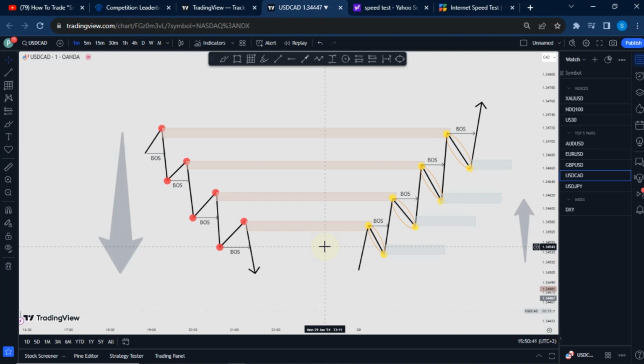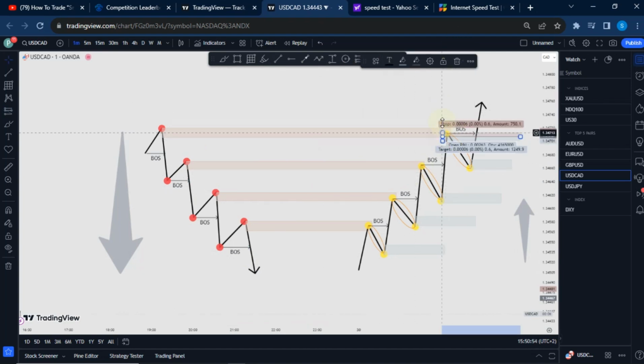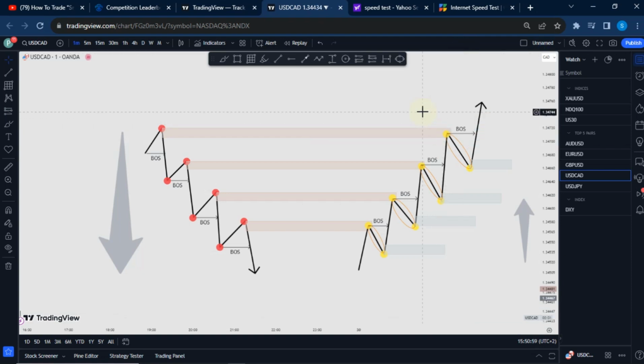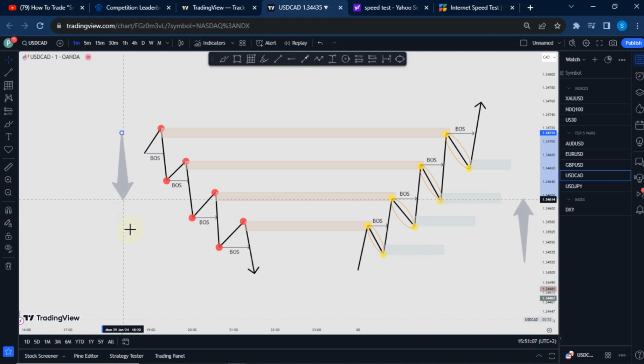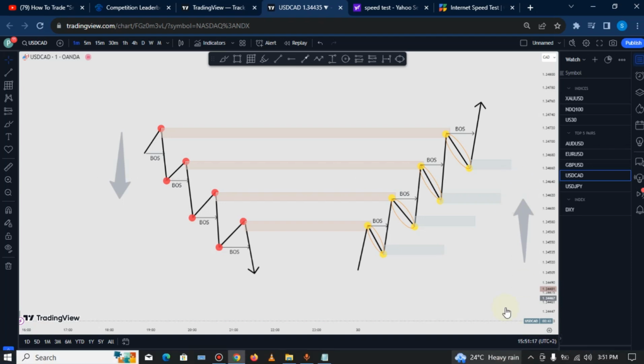But in this case, there are two types of entries. It will depend on you. Are you comfortable taking a risk entry, which you will enter once the price reaches that supply, or will you wait for a confirmation? You understand guys? So I just want you to screenshot this structure that I've drawn so that you can later come and refer to it.